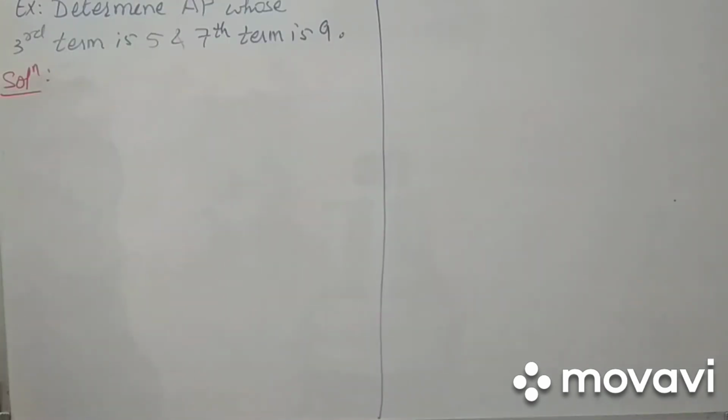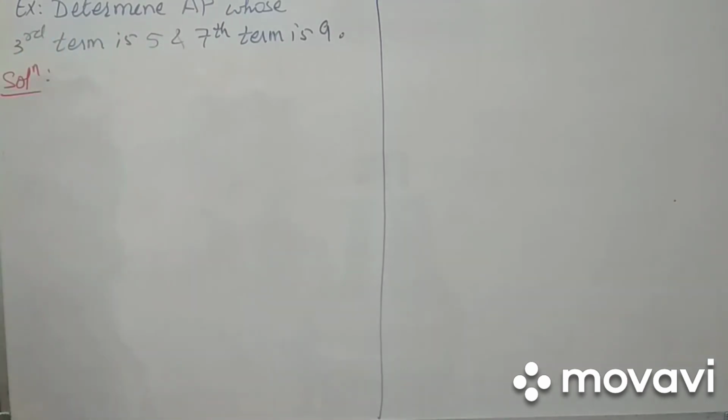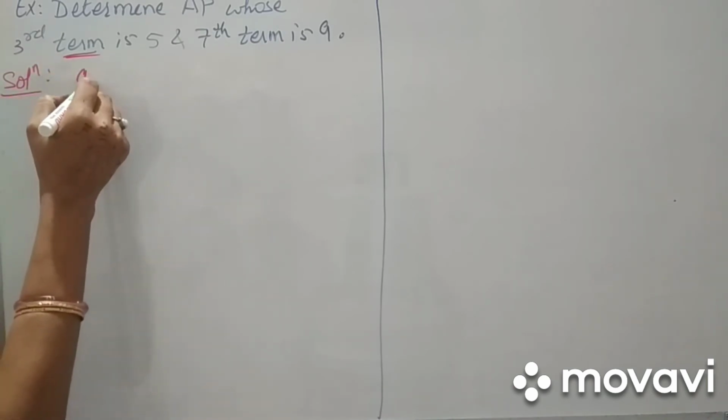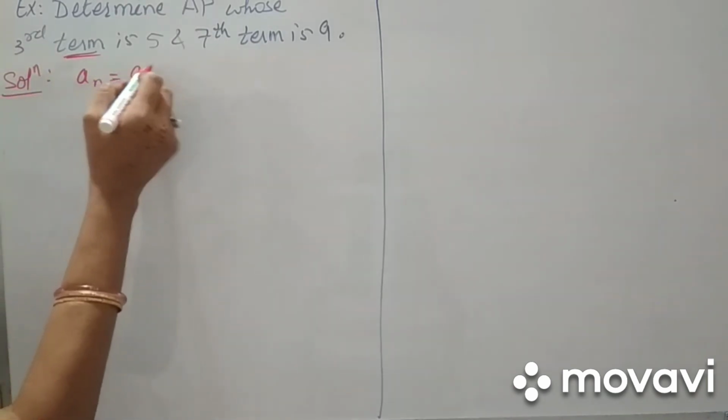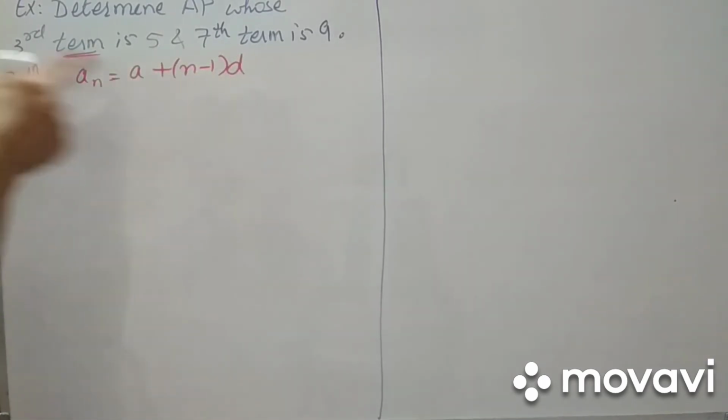Next example is determine the AP whose third term is 5 and 7th term is 9. Here no A is given, A and D, nothing is given. Only what is given to us is the 3rd term and the 7th term. Now, as a term comes, what strikes in our mind is the formula an is equal to a plus n minus 1 into d. So we can derive for the third term also this formula and write it.